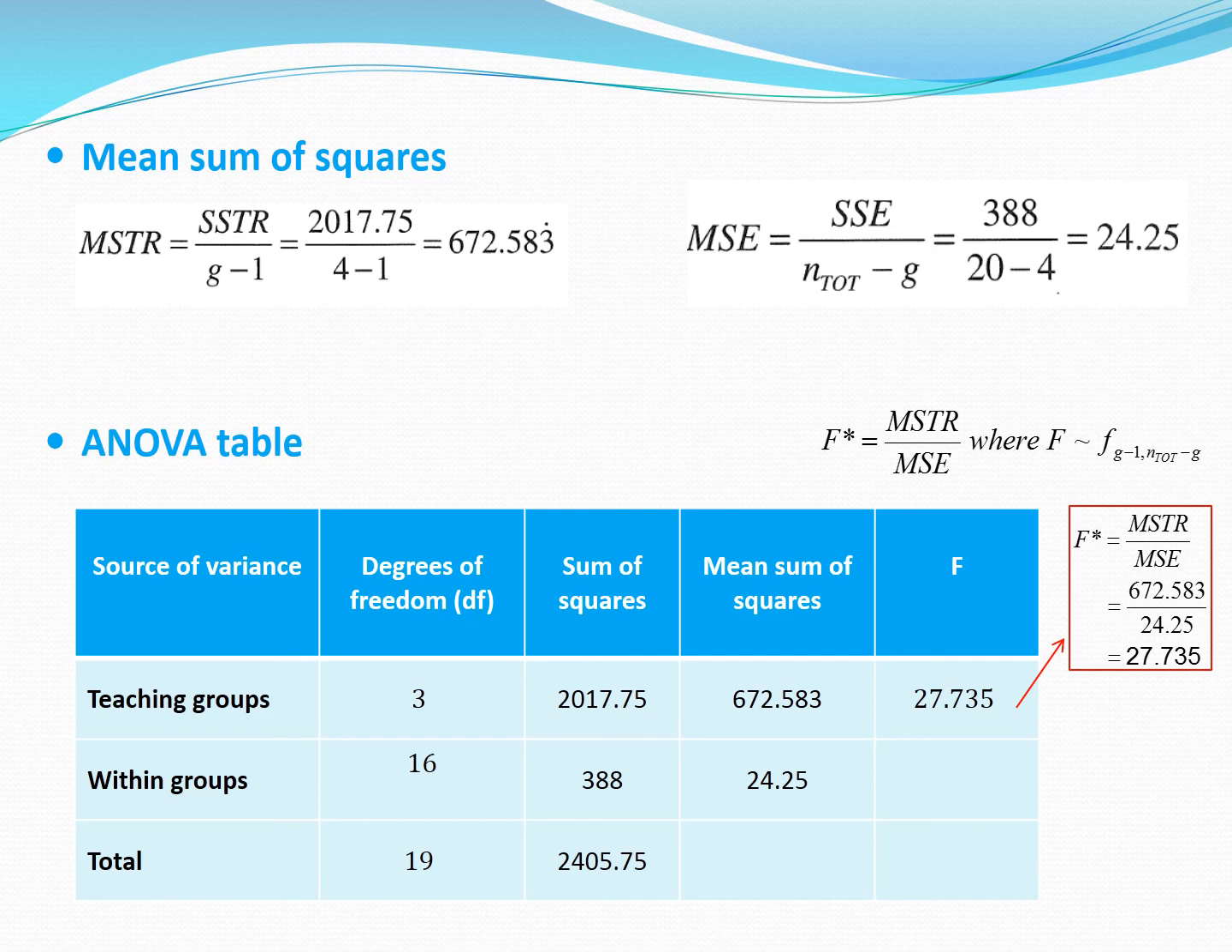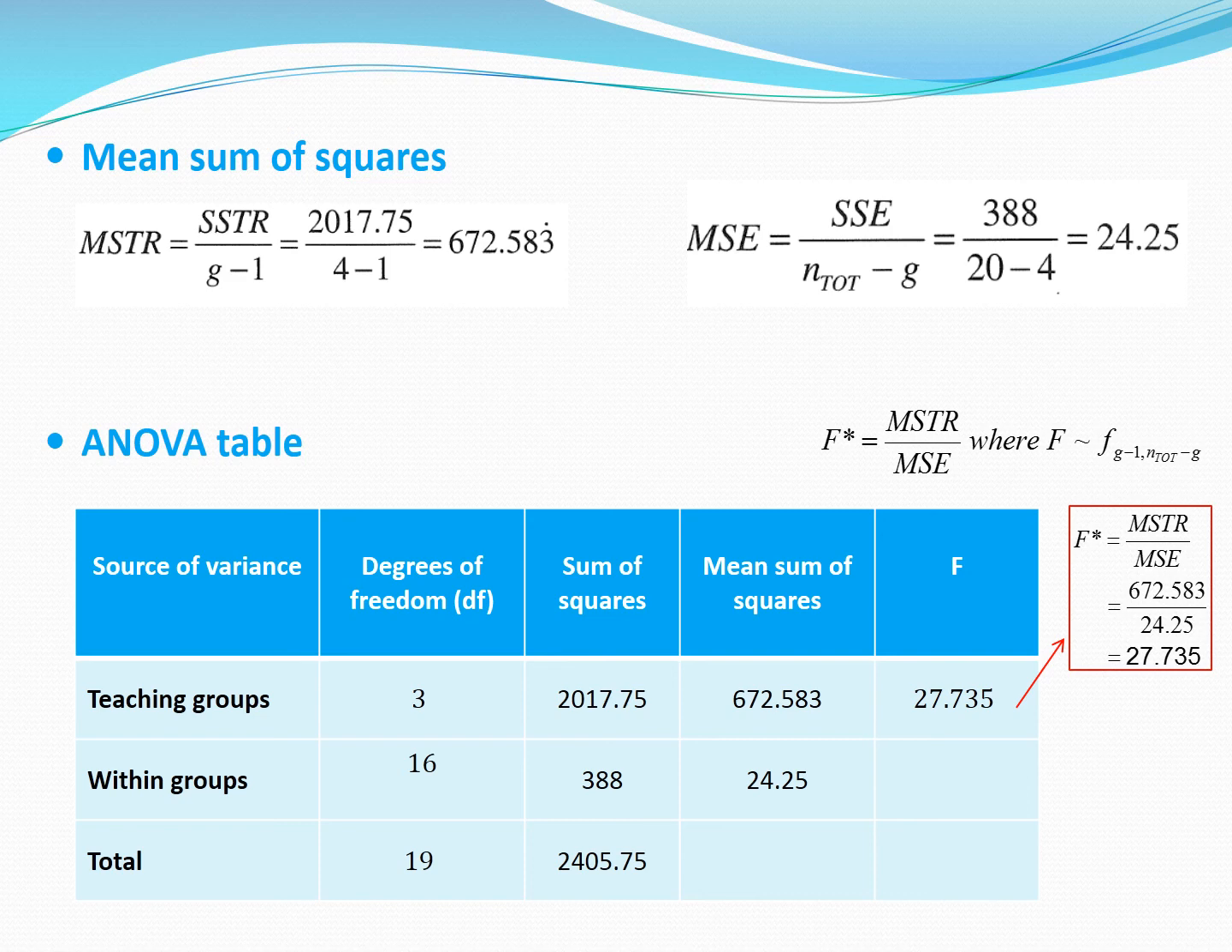Then we can calculate our mean error sum of squares. We already calculated the error sum of squares on the previous slide, and you divide that by your error degrees of freedom, and that will be the total number of observations, which was 20, minus your number of groups, which was 4, and that will amount to 24.25 for your mean error sum of squares.